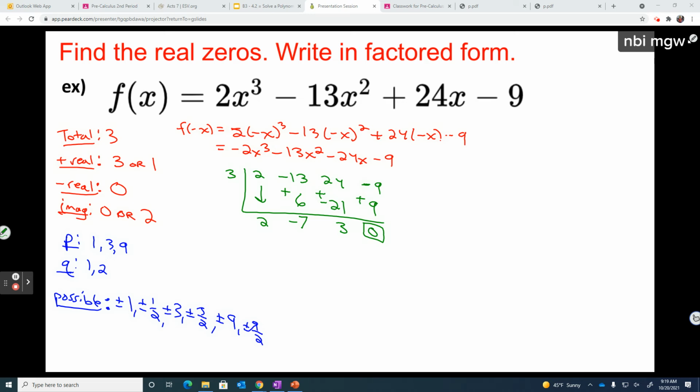We found the 0. Now we're going to write it in factor form. The one bummer with this one is when we write it, it's going to be 2x squared minus 7x plus 3. So that's what we have left over. And over here we got x minus 3. The bummer is that we got a 2 in front of that x squared, so it's not as easy to factor.